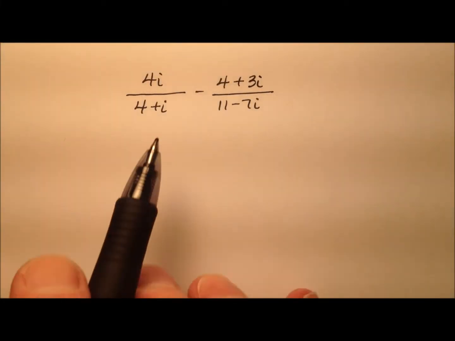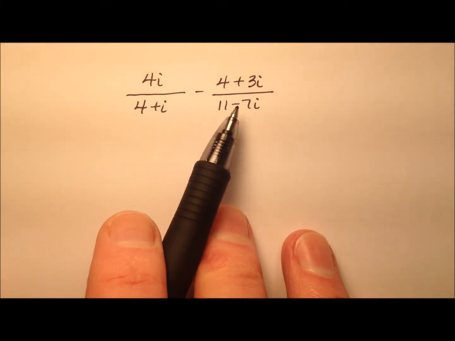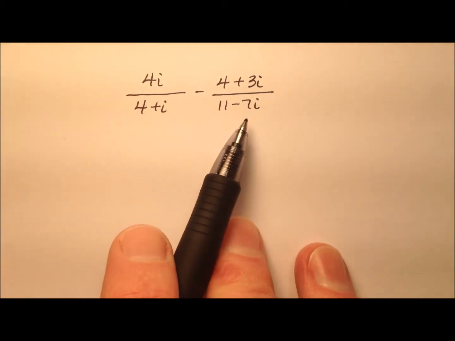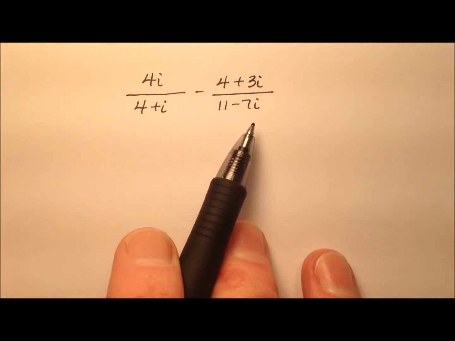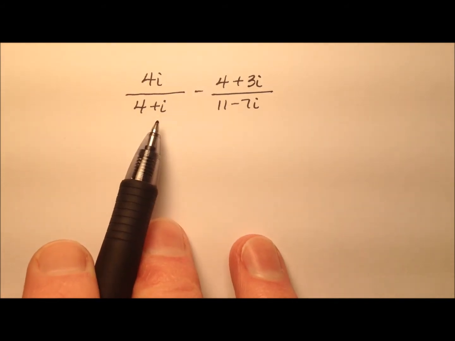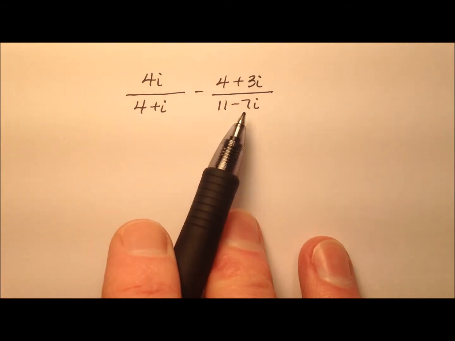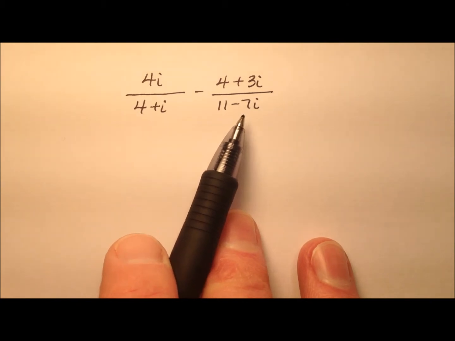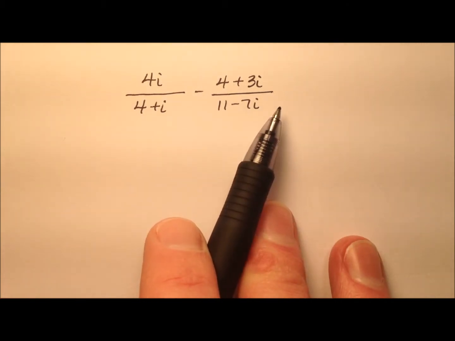In this example, I would like to subtract these two fractions. What I notice immediately is that the denominators are actually complex numbers. In a previous example, the first step we took was to get common denominators from these complex numbers and then work our fraction operation as usual.